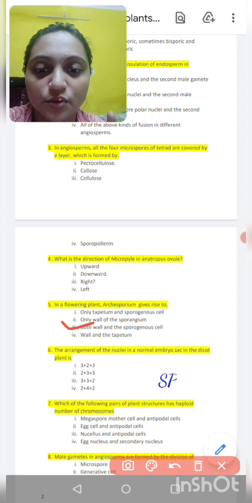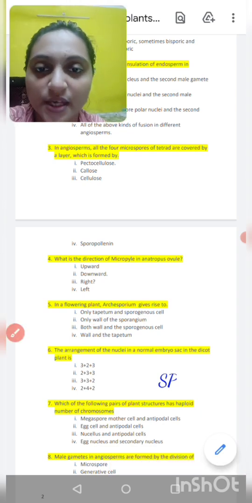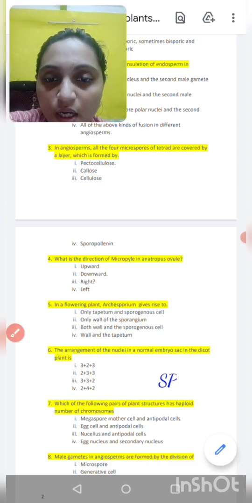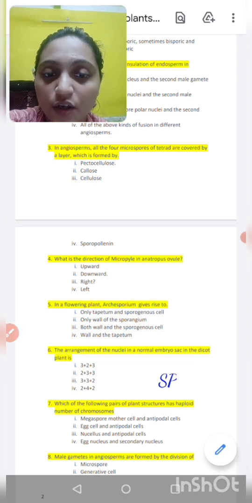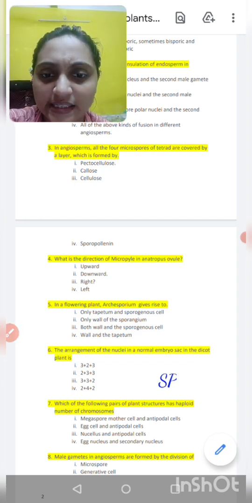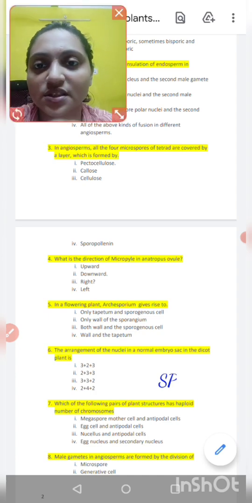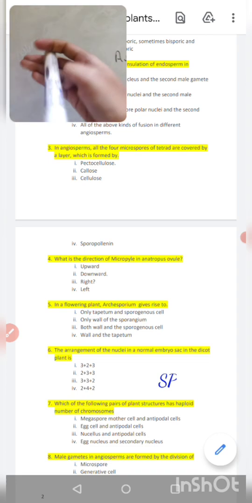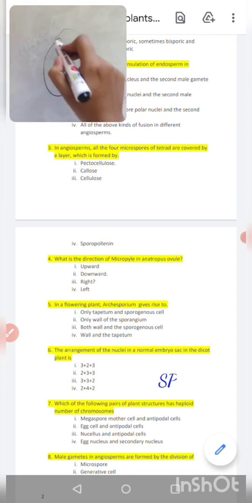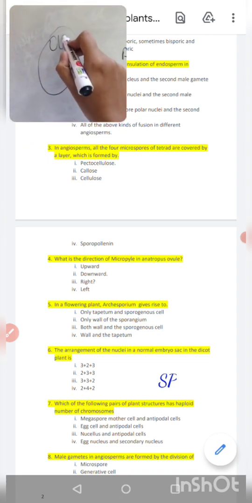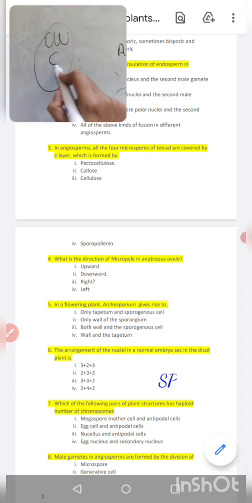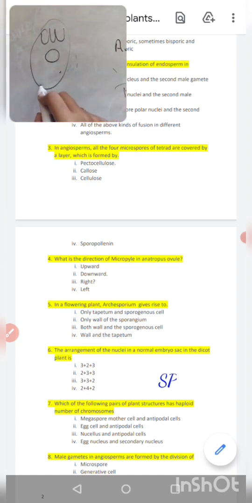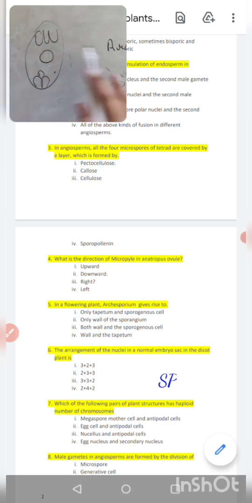Now student, coming to question number 6. The question is the arrangement of the nuclei in a normal embryo sac in the dicot plant. This is a very easy question. If I draw the mature embryo sac, you all know that 3 antipodal cells are there, then the polar nuclei are there, then the synergids along with the egg are there. So these are the cells arranged inside the embryo sac.